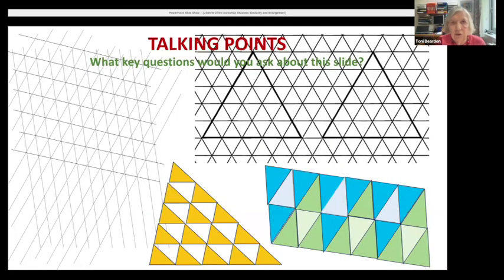Think of some questions you could ask to start exploring one of these images you see here. That's why it's called talking points. To see one of those images, what sort of mathematics could you get out of it? How would you explore that to get some mathematics out of it?